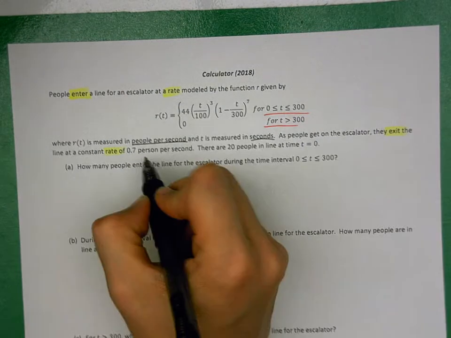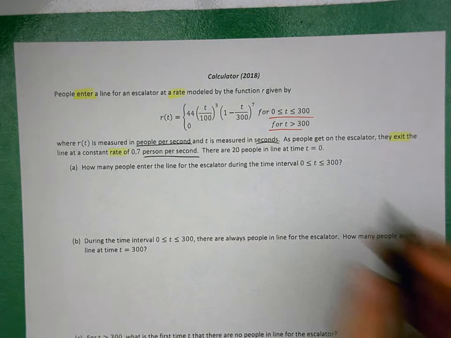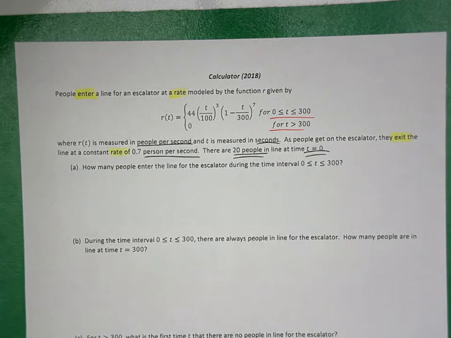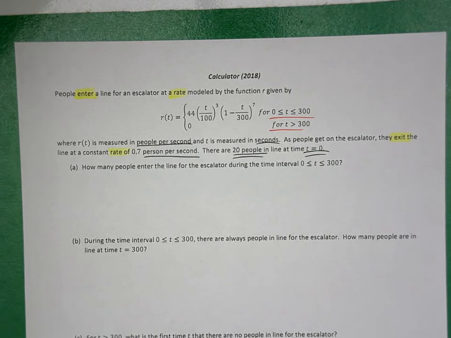And then there are 20 people in line at t equals 0. So when we did the accumulation video, and actually even before that, the very first Monday's FRQ focus day was a tabular data one. And I talked about the idea of knowing that when something enters, it's a positive rate. When something leaves, it's a negative rate.